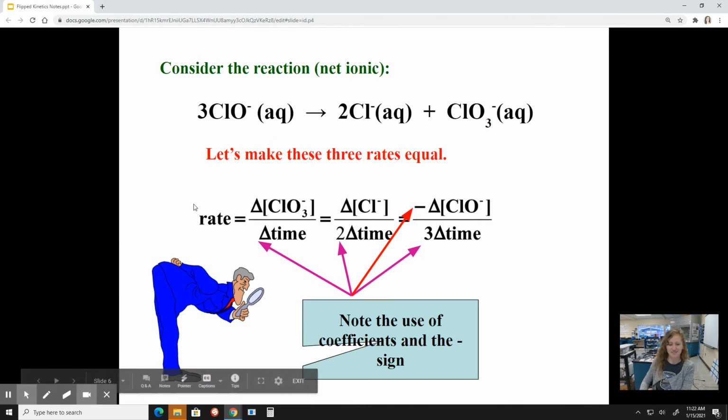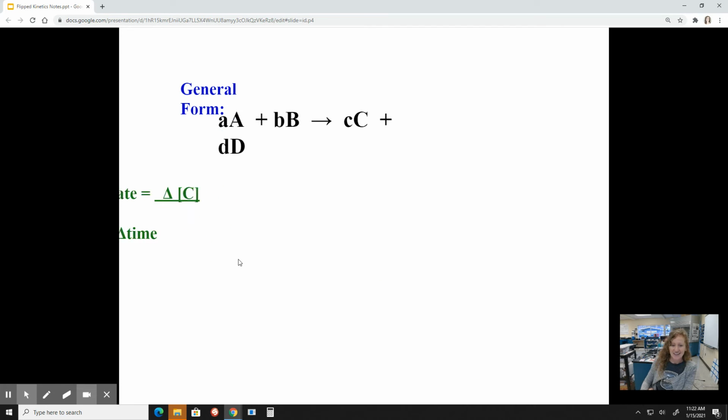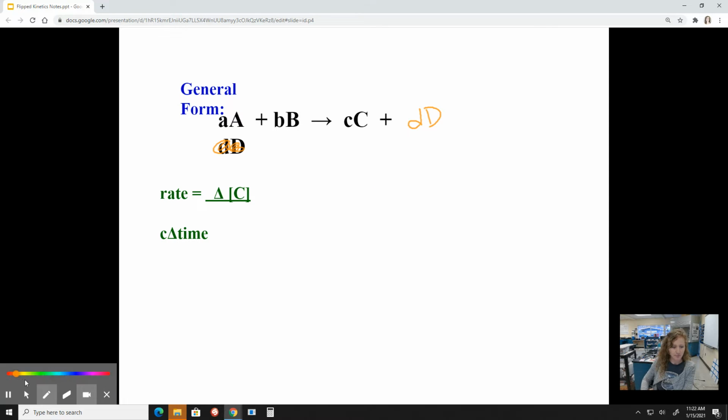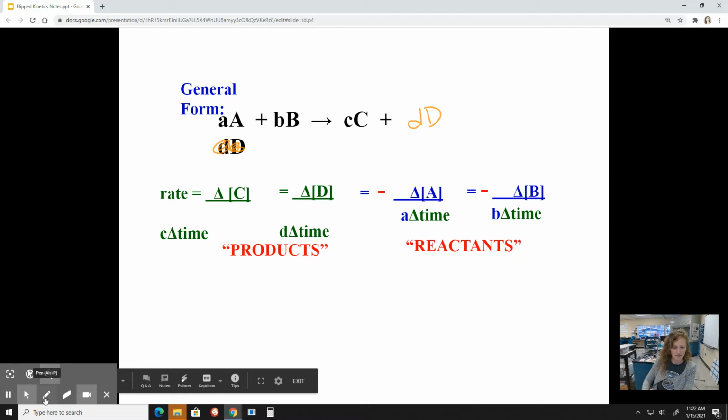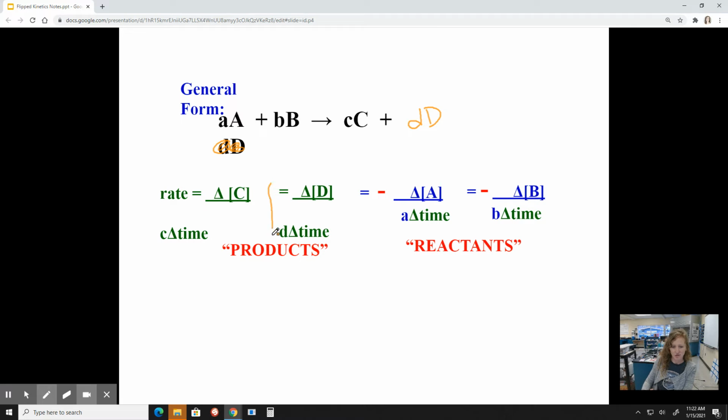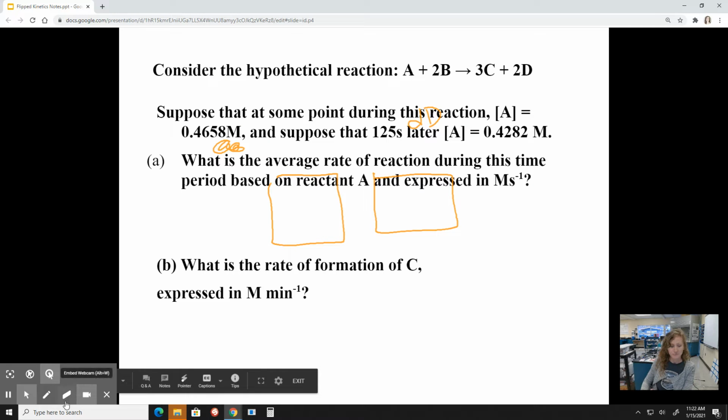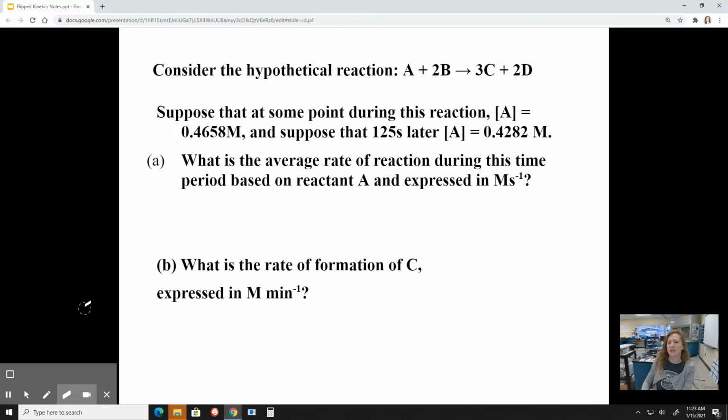Okay, so here's a general form of our equation. I don't know why the D got put there. We'll put the D back where it's supposed to be. And notice we now have a general rate form for products and reactants, and really they should only differ in sign. Okay, so this is a good one we can come back to with these concepts, and we'll practice it together.